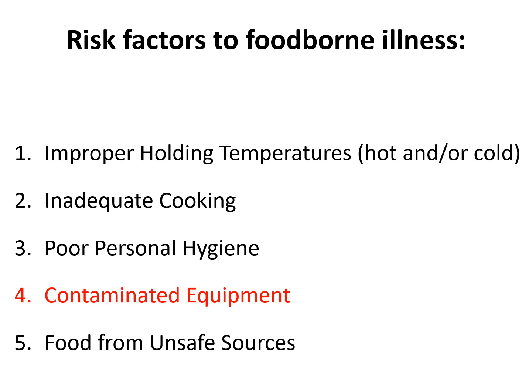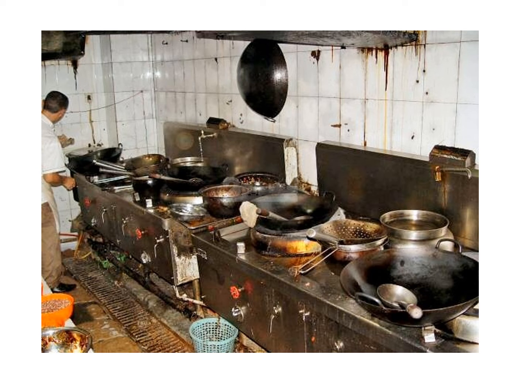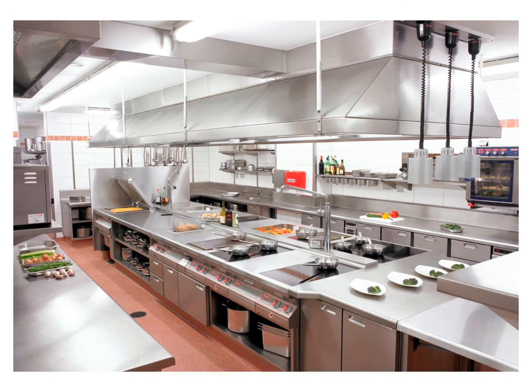I will identify next how contaminated equipment is a risk factor to foodborne illness. It is expected that kitchens and food service equipment become soiled during certain periods of food preparation. It is also expected that those surfaces are cleaned and some even sanitized as often as necessary to prevent cross-contamination.